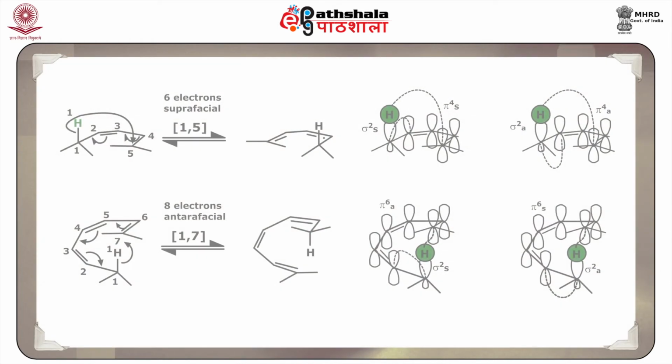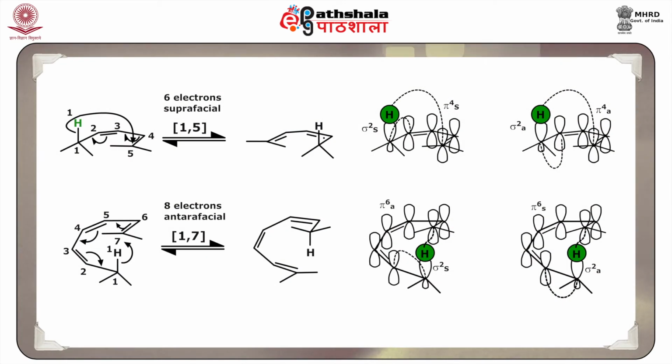The 1,5 hydrogen shift involves a suprafacial reaction where the hydrogen leaves the upper surface at C1 and arrives at the upper surface at C5. We have the first reaction being a 6-electron suprafacial 1,5 sigmatropic shift. The second reaction is an 8-electron antarafacial 1,7 sigmatropic shift.